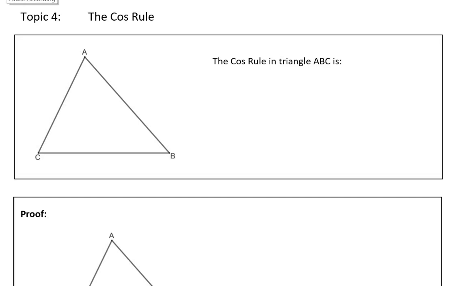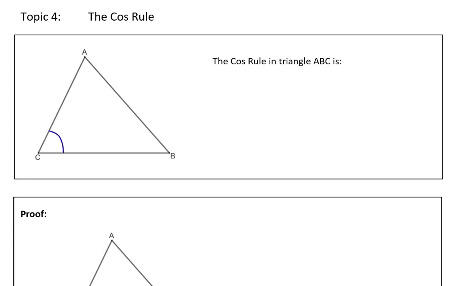Alright, grade 11s, we're on to topic 4, which is the Cos Rule. This rule is one of my favorites, and it's the last rule that we learn. The Cos Rule can be viewed in 3 different ways, depending on how you want to write it out. Before we start, let's have a look.